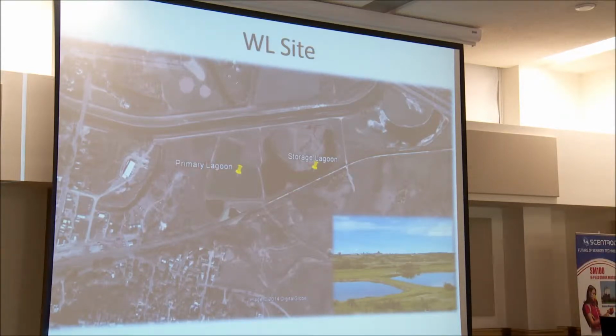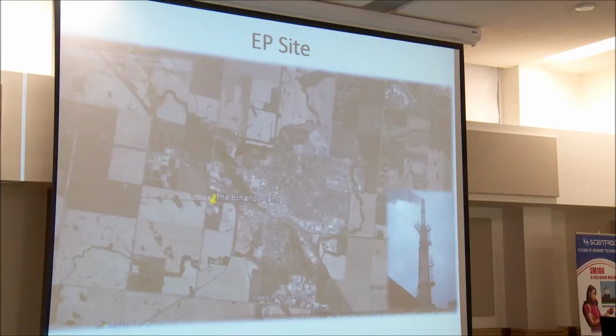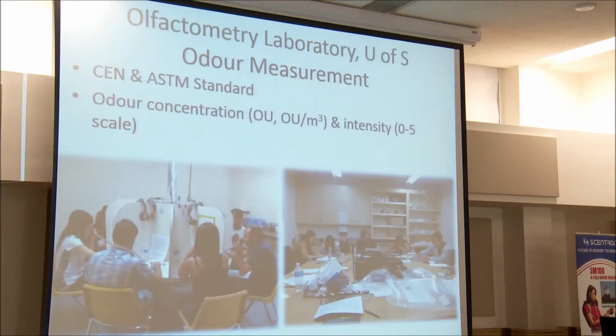Okay, this is a wastewater treatment plant. It's next to a very small town, and it's very close. The distance is 100-something meters to the closest residence. There are 2 odor sources, primary lagoon and secondary lagoon. And then this is the ethanol plant site, and it's outside of a small city on the prairies. It's all flat land.